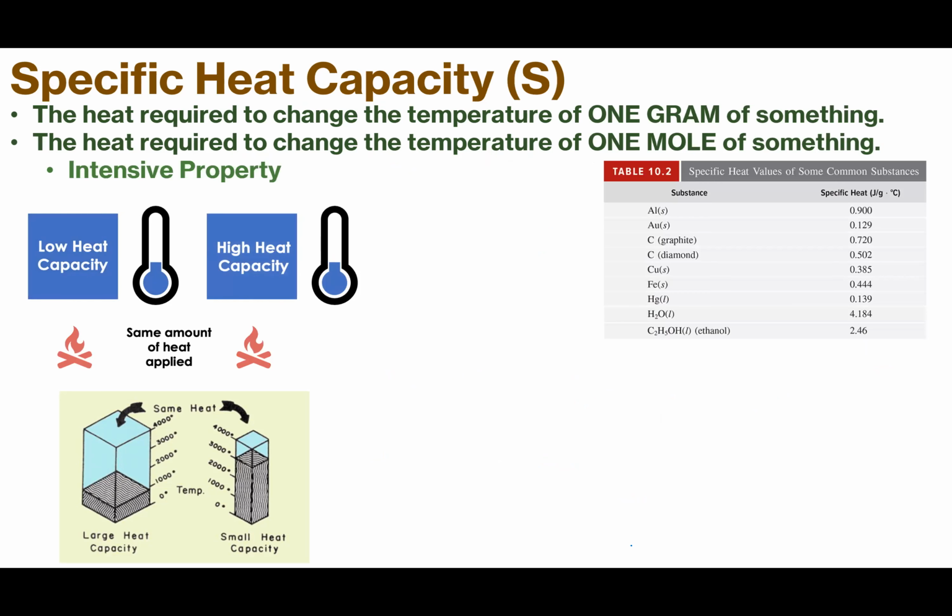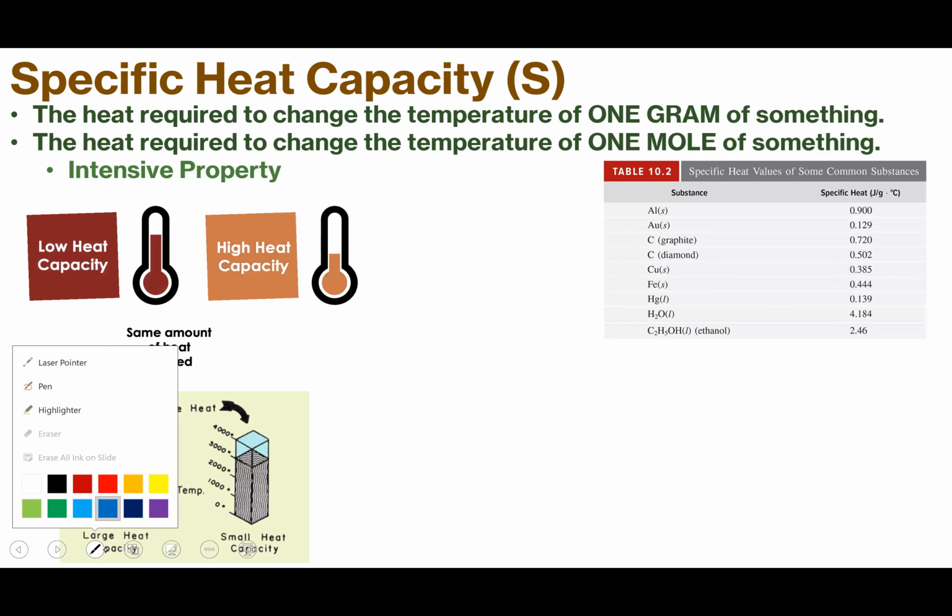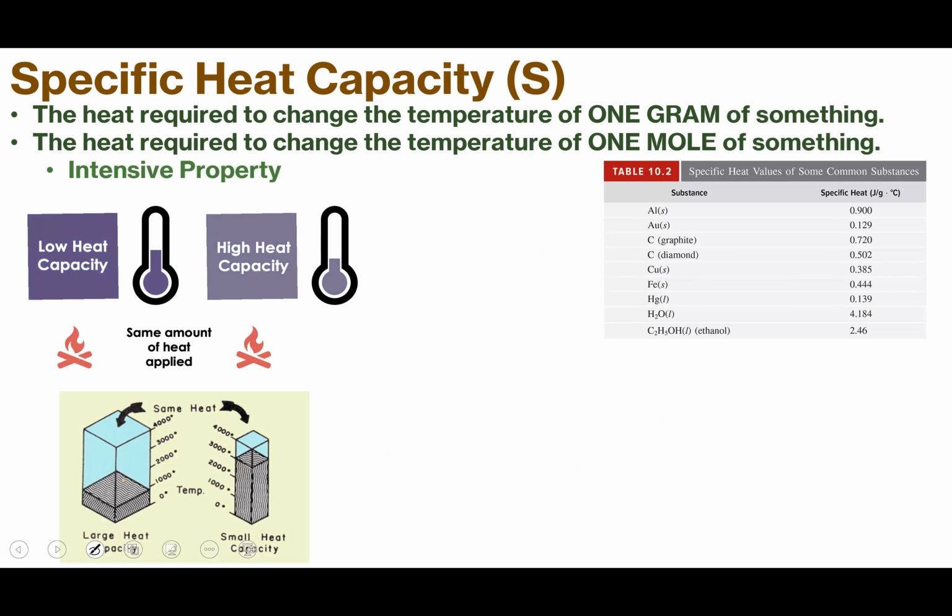More often, and actually we're going to see two kinds of problems that work with this as we do stuff. But more frequently in chemistry, we use specific heat capacity, which is called S. This is the heat required to change the temperature of 1 gram of something, or we could have molar heat capacity, which is for 1 mole. I've lumped them together here because they use the same equation and they work the same way. One is grams and one is moles, so it just depends on what you're doing.